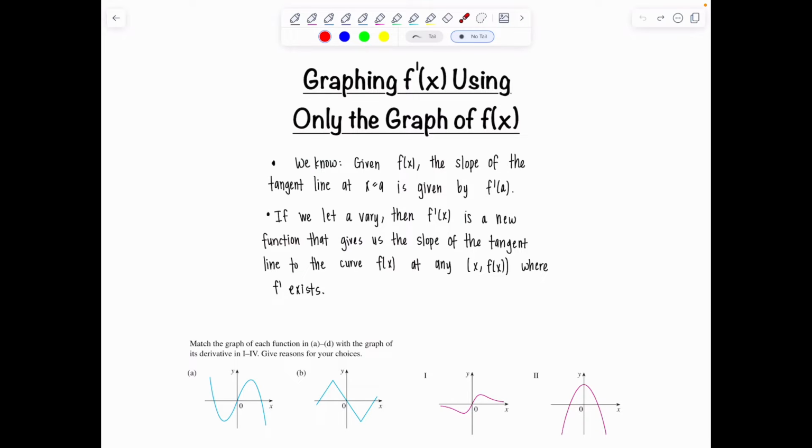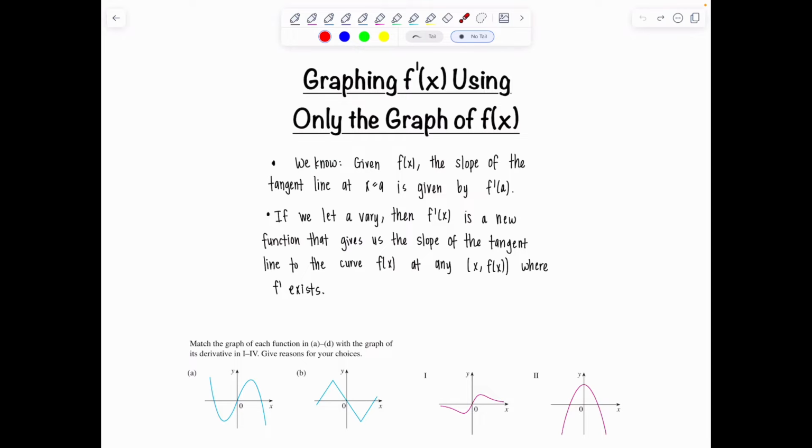In this video, we're going to learn how to graph f prime of x if you're only given the graph of f of x, not its equation. So basically, how do you graph the derivative of a function when all you have to work with is the graph of the function?